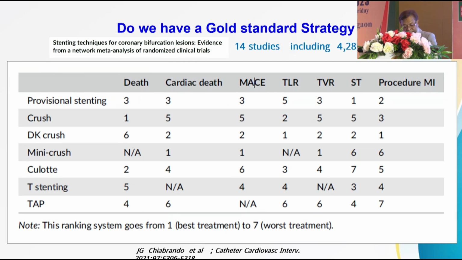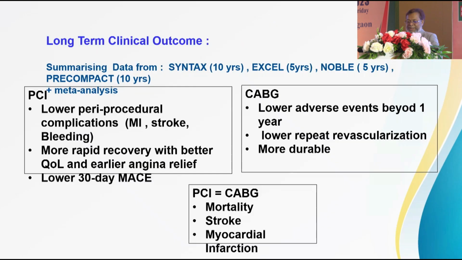You see, here it is told that the ranking system goes from 1 best treatment to 7 worst treatment. And if you see provisional stenting, crush, DK crush, mini crush, culotte, T-stenting, TAP stenting, in respect of death, cardiac death, all-cause death, MACE, TLR, TVR, stent thrombosis, post-procedural MI, some are 1, some are 2, some are 3, some are 4, meaning that none is ideal and it depends on the scenario.